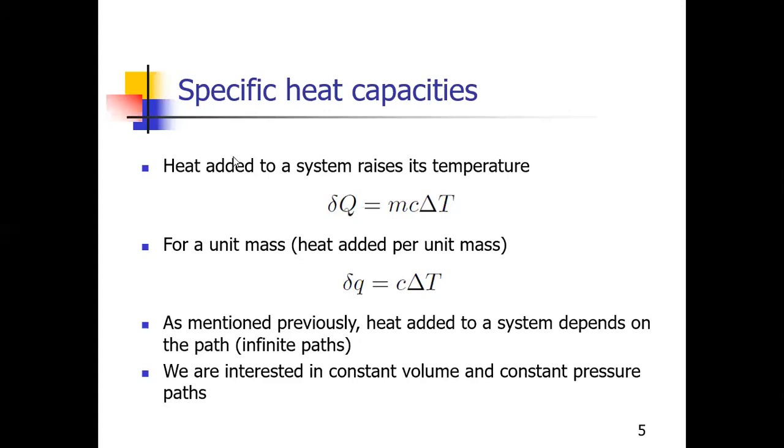Okay, so we move on, and now I write the same equation and divide the whole thing by mass. So this becomes heat added per unit mass. The mass will be gone, so it becomes C delta T. As mentioned previously, heat added to a system depends on the path. So let's now come back to thermodynamics. In thermodynamics, heat added to a system depends on the path.